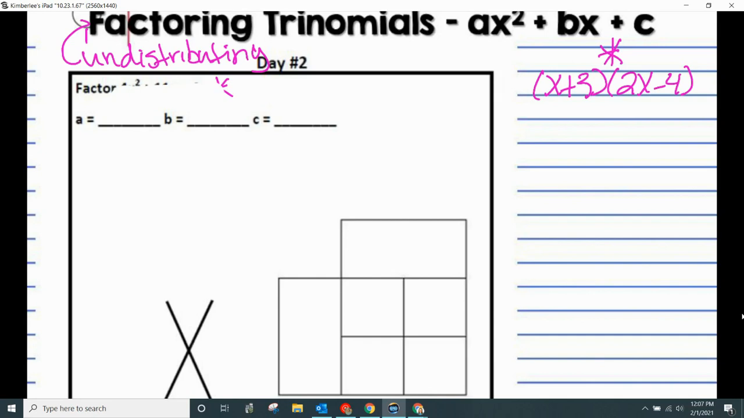Okay, so in order to do this, there's several steps. So we're going to break this down step by step. And that's why your assignment today is factoring step 1 practice. We're going to practice step 1.